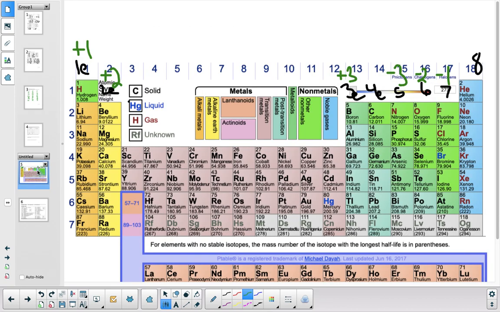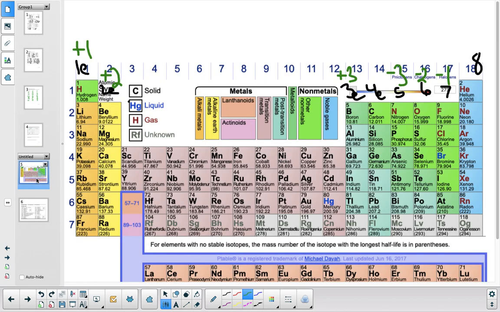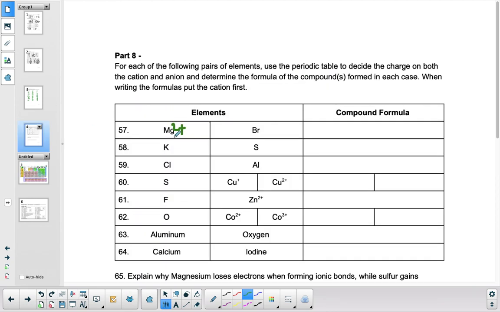So magnesium is going to be +2. Bromine is over here in the -1. So in order to balance these out, we would have magnesium, and then to get the same total charge here, we would need 2 bromines in order to match that +2 that magnesium has.